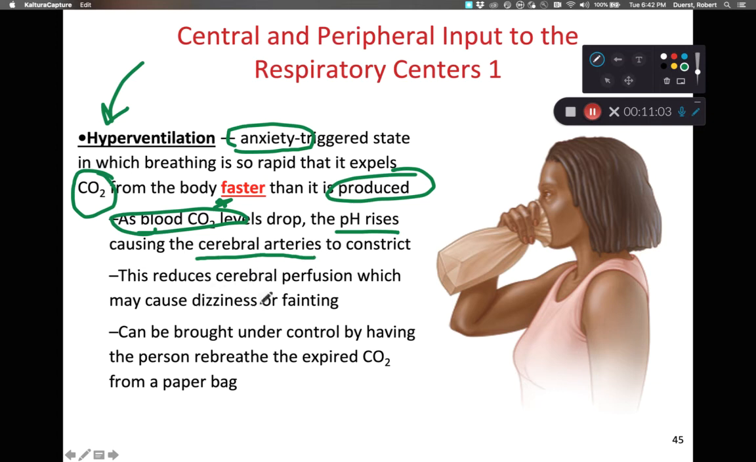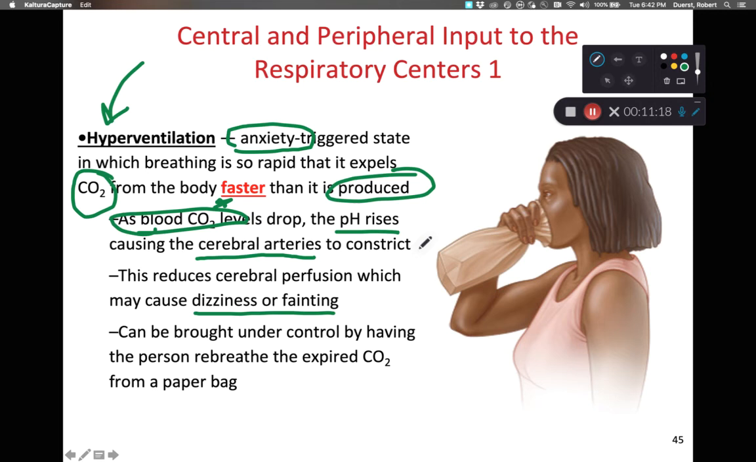That's going to lead to the cerebral arteries constricting. And as we have a constriction of the cerebral arteries, we have less blood delivering nutrients to the cerebral spinal fluid. So we have less nutrient exchange in the brain. And that will cause dizziness or fainting.